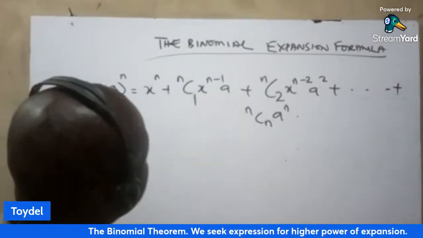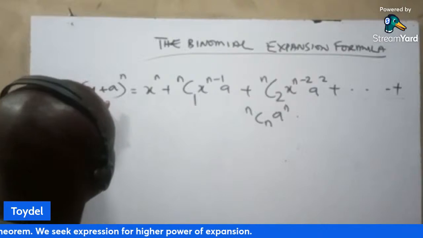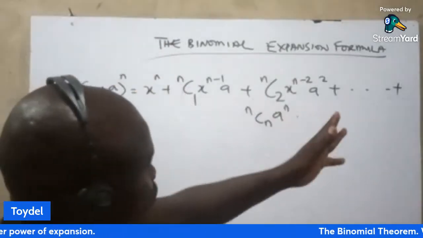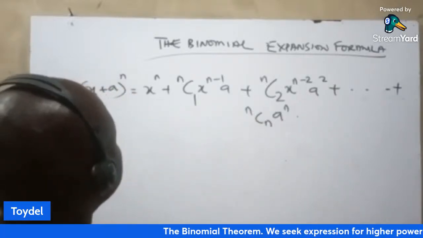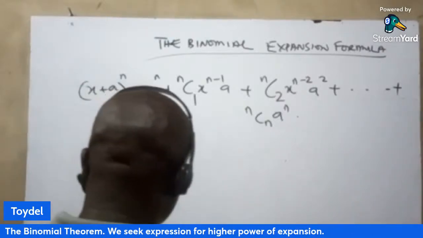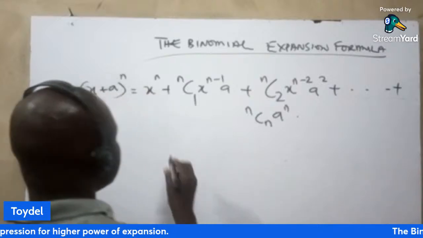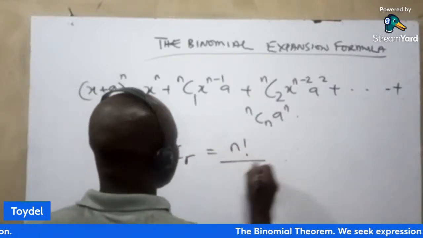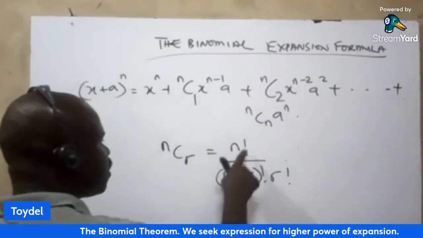What is the meaning of this? If you want to expand this, the theorem simply means that, where we used Pascal's triangle to generate the digits, in this case we are going to use the knowledge of combination. Let me tell us the meaning of combination. There is a concept called permutation and combination. If you have n combination r, that simply means n factorial all over n minus r factorial times r factorial. What is the meaning of factorial?